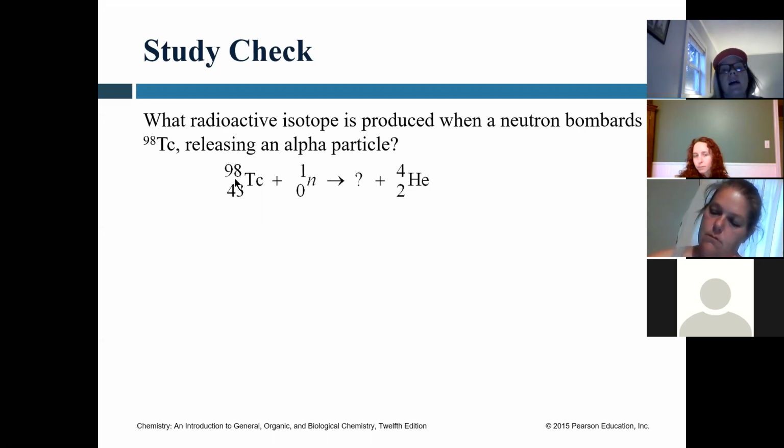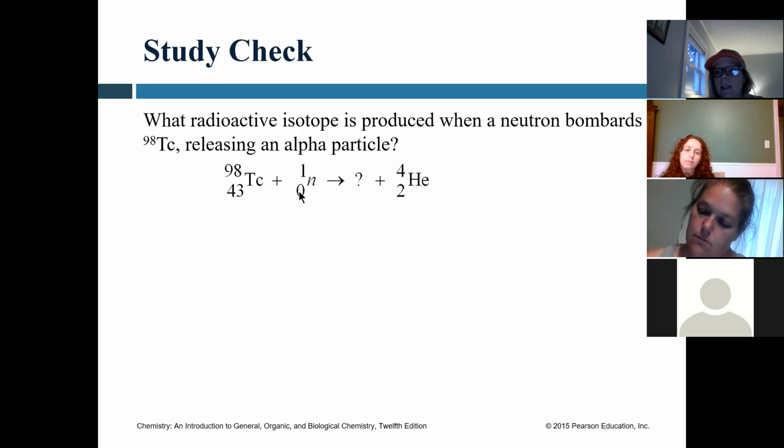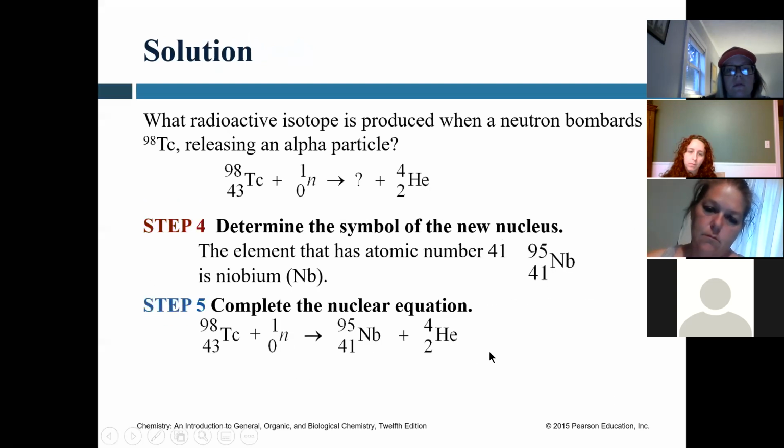Okay, so we've got a total top value on the starting side of 99. 4 of them are getting consumed with the helium. So 99 minus 4 would give us a 95 for the top value. 43, a neutron doesn't have any atomic number to it. So 43 for both sides. 43, 42, 41. And then we look up 41, Nb. Yes. Okay.